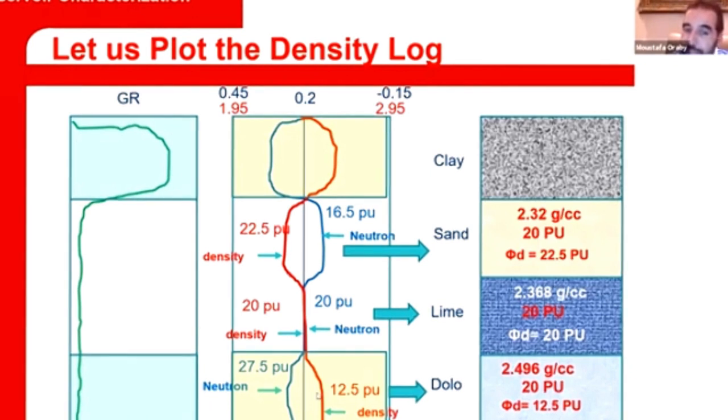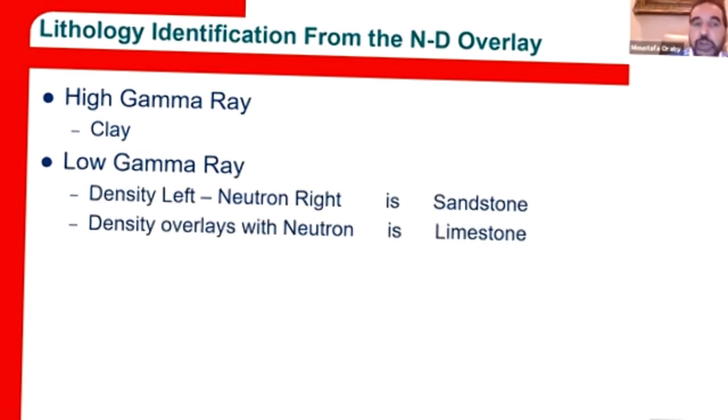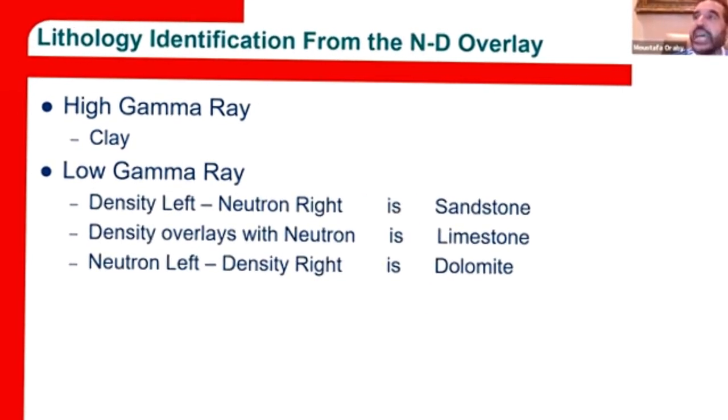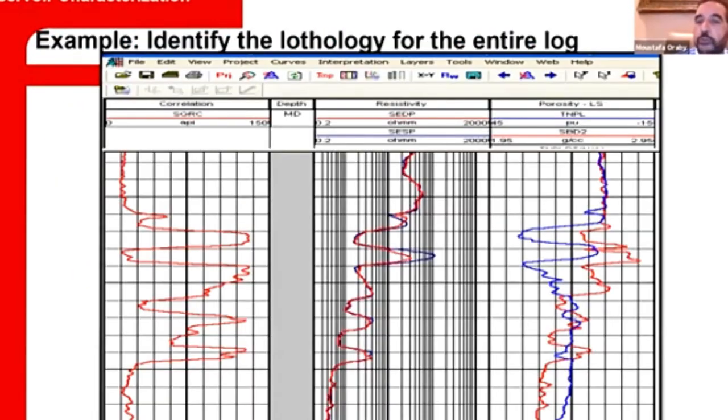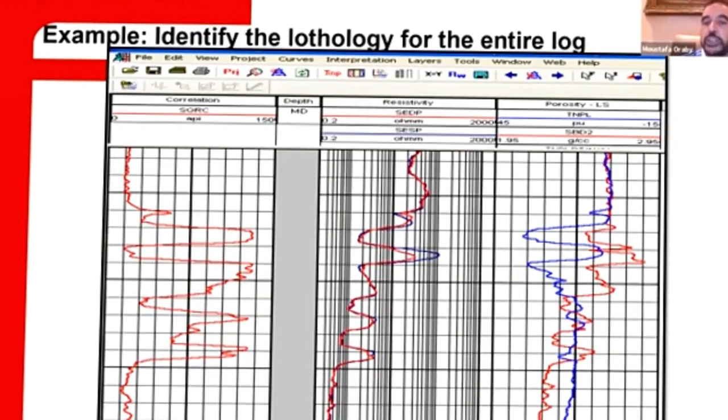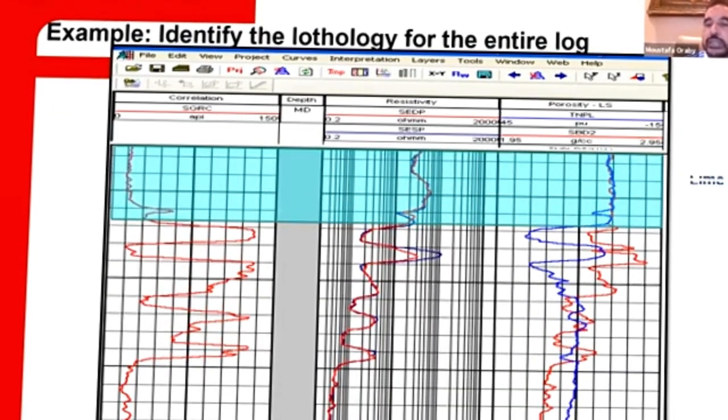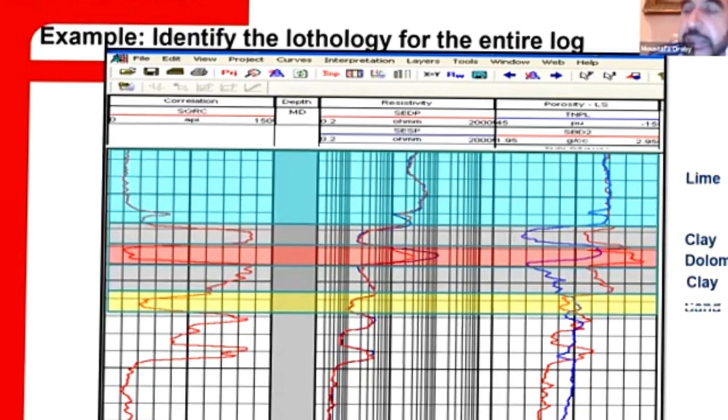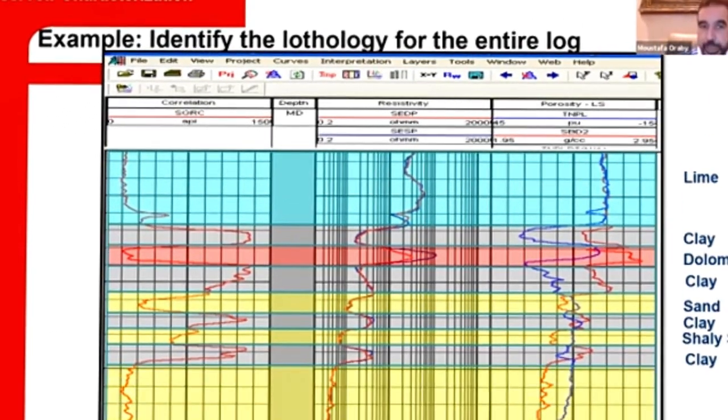Neutron left, density right is dolomite. Just keep this in your mind. Train yourself, look at so many logs and train yourself on this. This is the most important part in any reservoir characterization: visualizing the lithology by looking at how the neutron and the density are zigzagging together, how they are moving from one side to the other, changing lithology based on your understanding of how the neutron and the density are correlated. Okay?